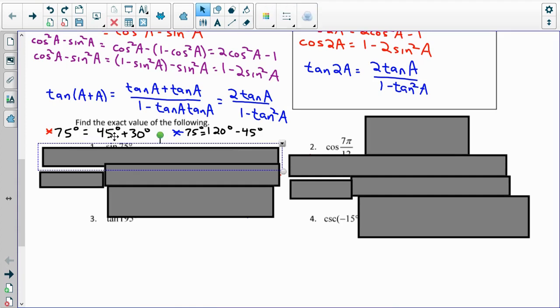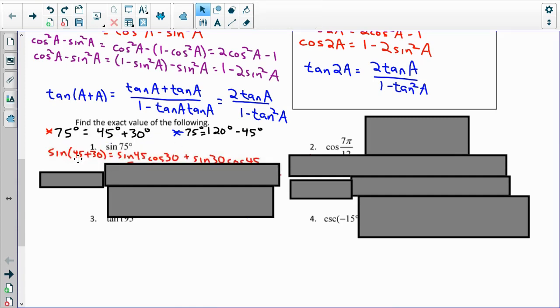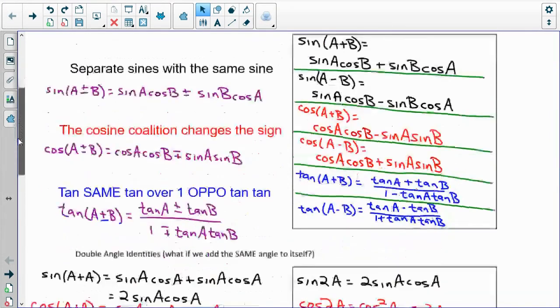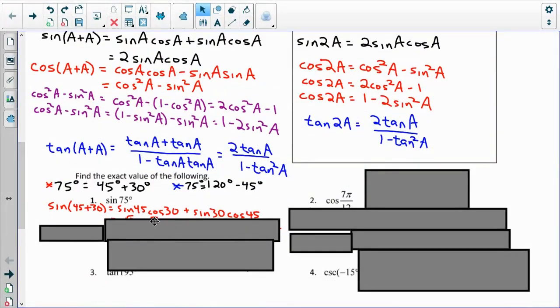So first, we're going to use 45 plus 30. So we're going to separate sines with the same sign. And so we end up with sine of 45 cosine 30 plus sine of 30 cosine 45. Really, all we're doing is we're just using the sum formula for sine. And then sine of 45 is root 2 over 2. Cosine of 30 is root 3 over 2. Sine of 30 is 1/2. Cosine of 45 is root 2 over 2. We multiply things together. We get root 6 over 4 plus root 2 over 4. So that ends up being root 6 plus root 2 over 4.